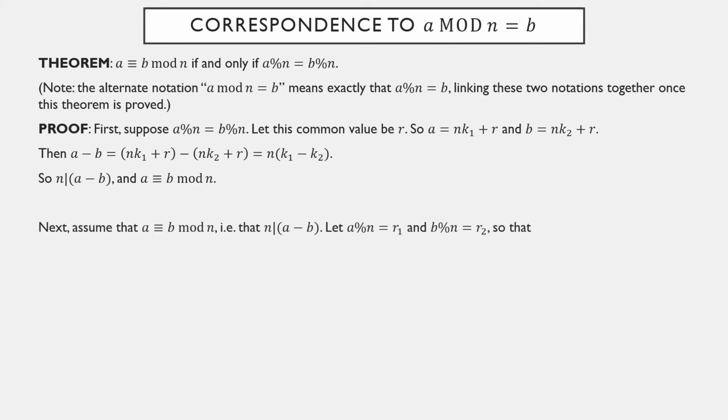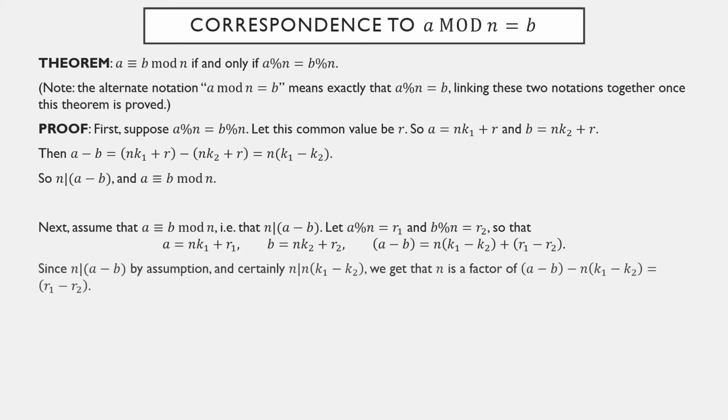Let's go the other way. Let's assume that they are equivalent modulo n. So n is a factor of a minus b. Let's let r1 and r2 be the two remainders when divided by n. Therefore, I can write a is a multiple of n plus r1, and b is a multiple of n plus r2. So therefore, the difference must be n times some integer plus the difference of the remainders.